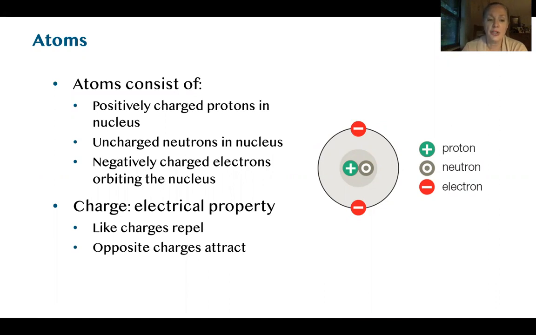With these electrical charges, you have to remember that like charges repel each other and opposites attract. That'll get to be very important when we get into chemical bonding.